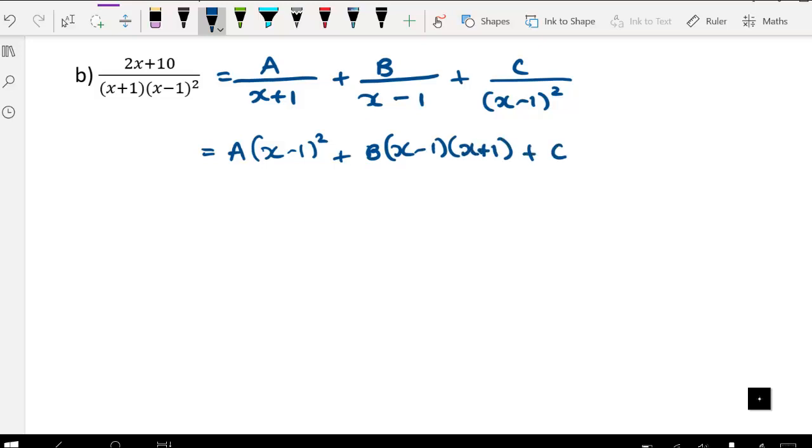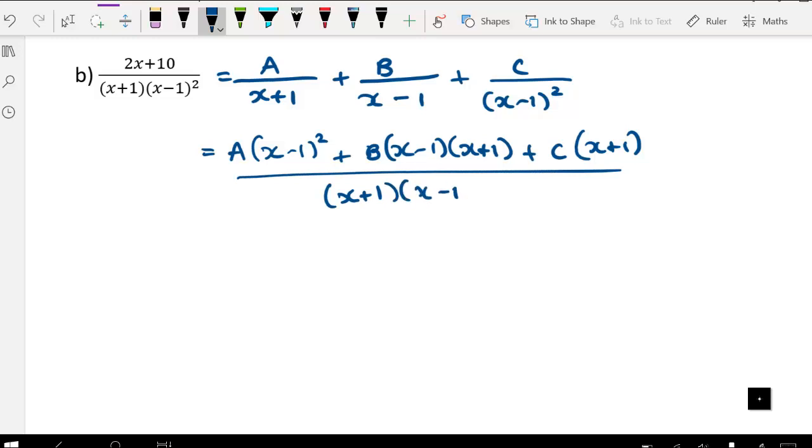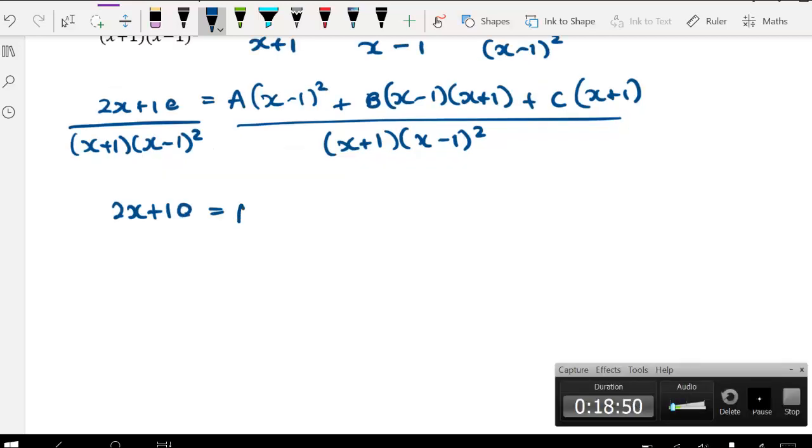And we need to multiply C by only x plus 1. And so we'll all be on x plus 1 and x take 1 squared. So now we can see that it's equivalent in the denominator to the original. And once we've got that, we can multiply by that denominator, and we end up with this 2x plus 10 is equivalent to A lots of x minus 1 squared plus B lots of x minus 1, x plus 1 plus C lots of x plus 1.